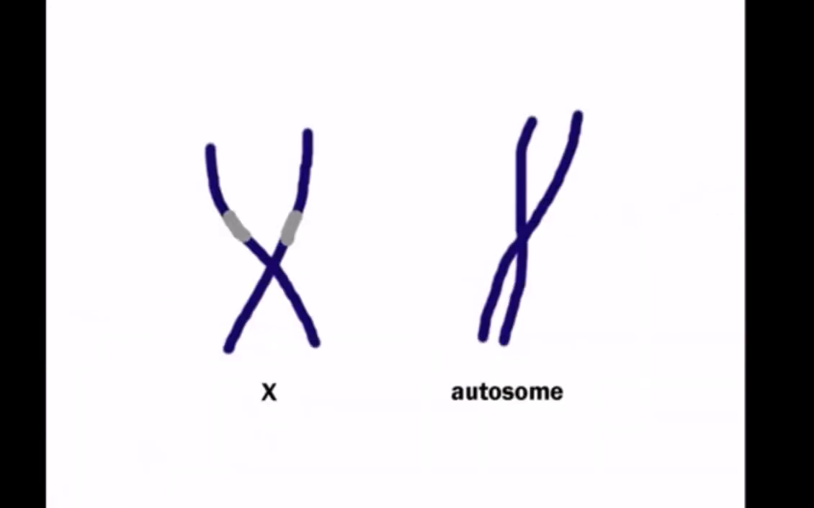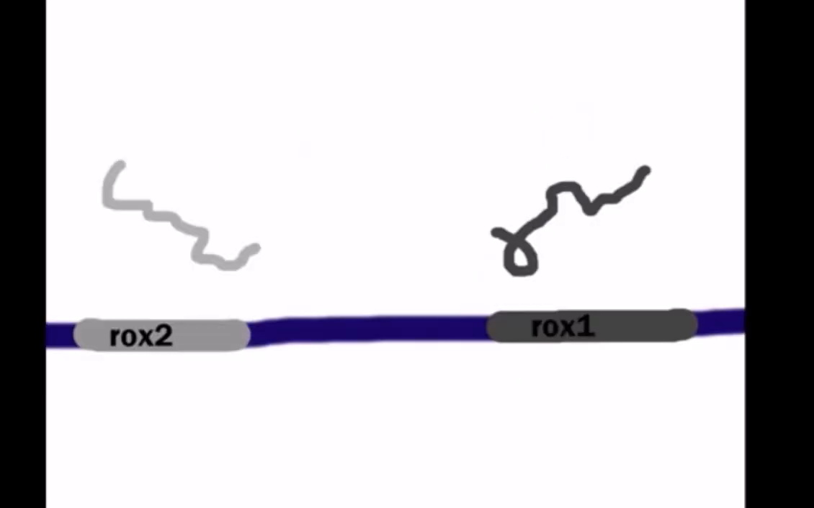ROX genes, such as ROX1 and ROX2, are located on the X chromosome and serve as a marker to distinguish the X chromosome from other chromosomes, such as autosomes. The RNA products of the ROX genes are only stable when bound to the MSL complex and increase the affinity of the complex for the X chromosome binding sites.